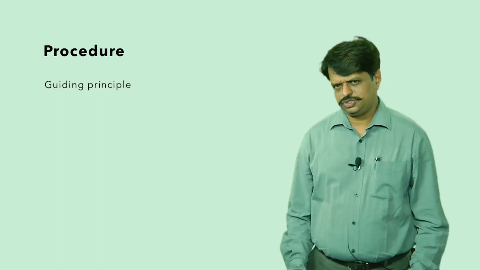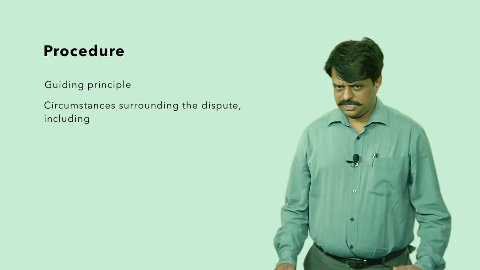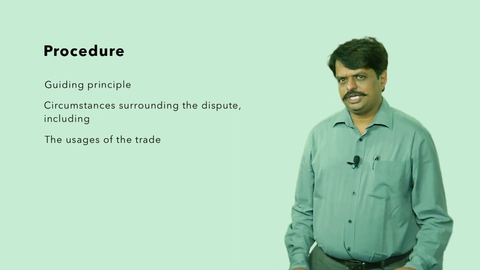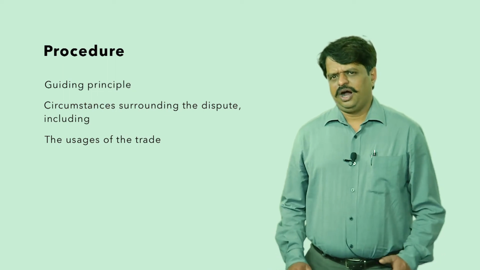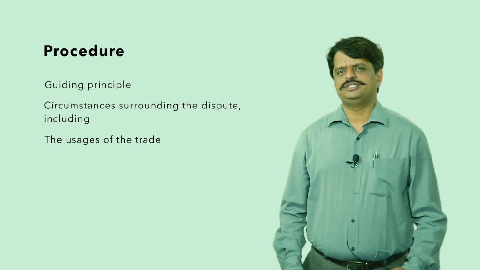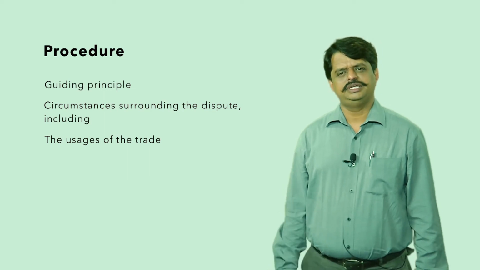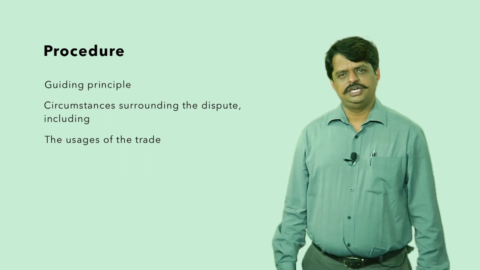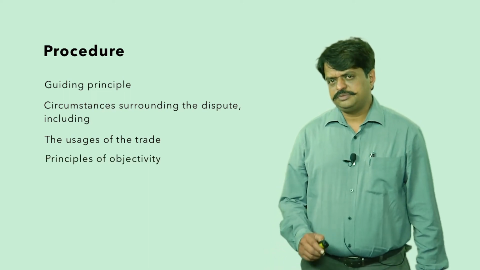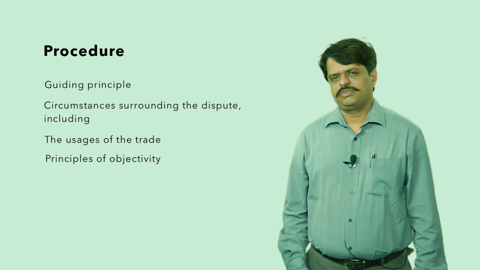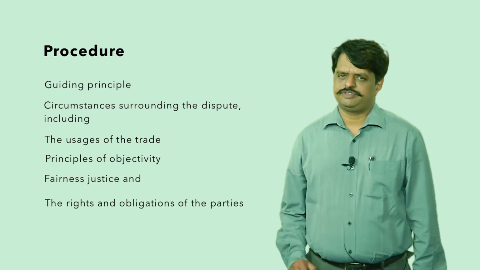So, when he is dealing with parties, he must give due consideration to their past records, past dealings, previous practices, those things should be taken into consideration, plus circumstances around the dispute as well as the usage in the trade. If it is a business dispute, how the trade community deals with the dispute, what is the usage, what is the custom in the community, these things should be taken into consideration. In addition to that, the other three things that should be considered are principles of objectivity, fairness of justice, and rights and obligations of the parties.